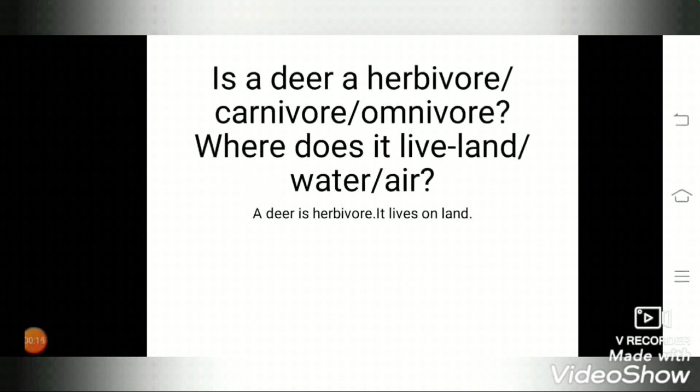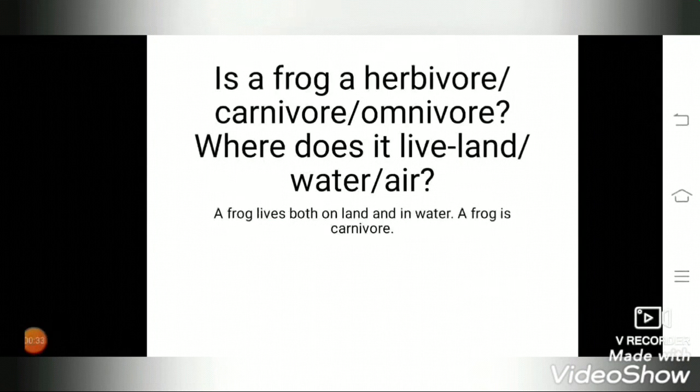So your first question is, is a deer a herbivore, carnivore or omnivore? Where does it live? On land, in water, or does it fly in air? So a deer is herbivore. That means it basically eats plants and it lives on land. Next question, is a frog a herbivore, carnivore, omnivore? Where does it live? Land, water or air? A frog lives both on land and water.